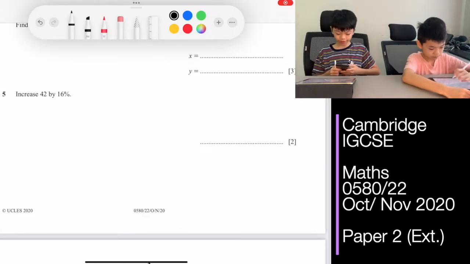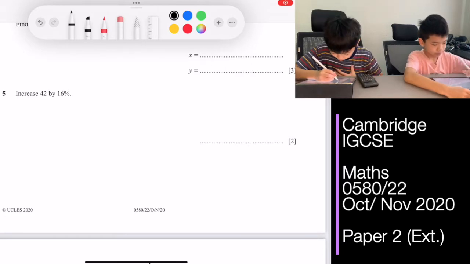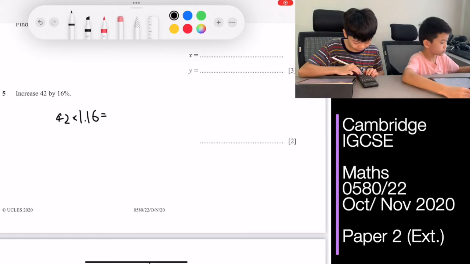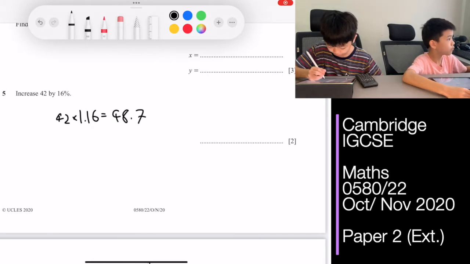Increase 42 by 16%. So they said increase. So 42 multiply 1.16, which is 48.72.